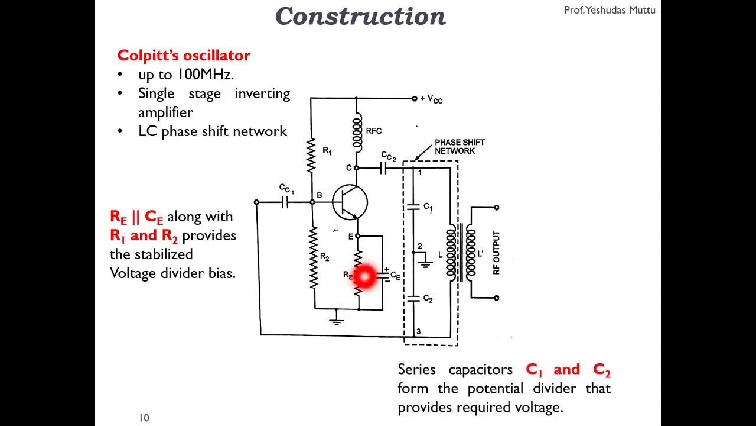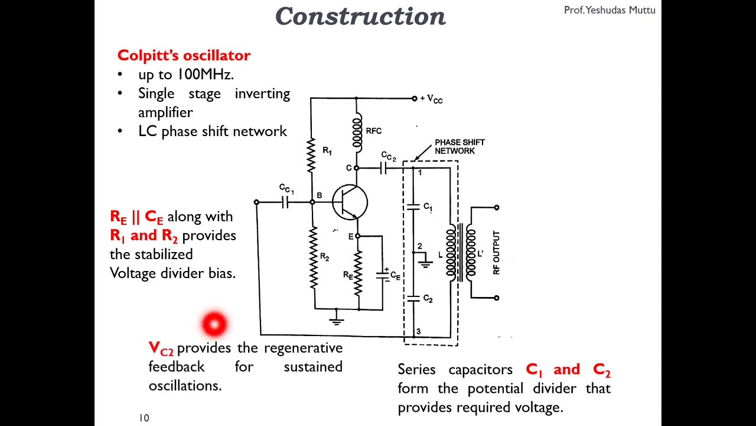Now coming back to the phase shift network, now you have C1 and C2, which also act like a potential divider because the circuit is similar, right? Only capacitors are there over here. So again C2 along with this L, the voltage across C2 is fed back to the input base, that is VC2 will provide the feedback for sustained oscillations.